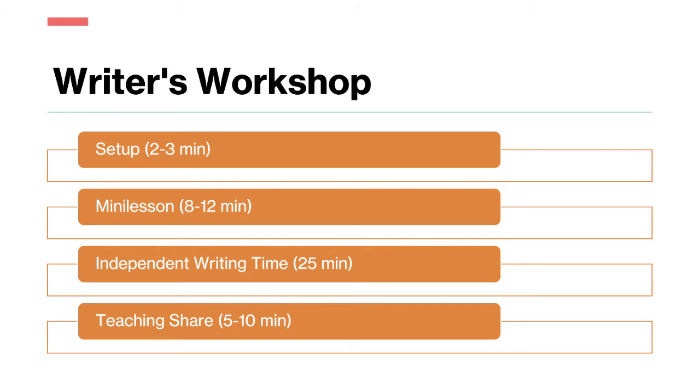Now that we're familiar with the philosophy and some best practices in Writer's Workshop, let's dig deeper into the 4 main components of a Writer's Workshop classroom. They are the setup, which should take 2 to 3 minutes, a mini lesson, which should be 8 to 12 minutes, independent writing time, approximately 25 minutes, and the teaching share time, which is approximately 5 to 10 minutes.